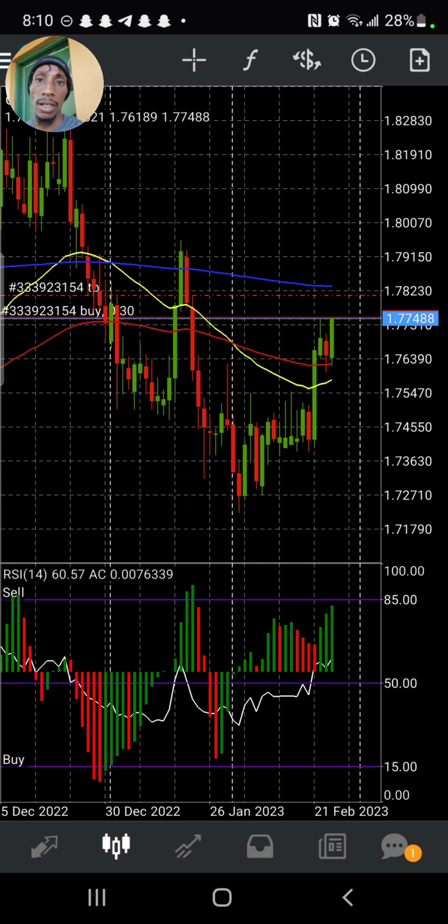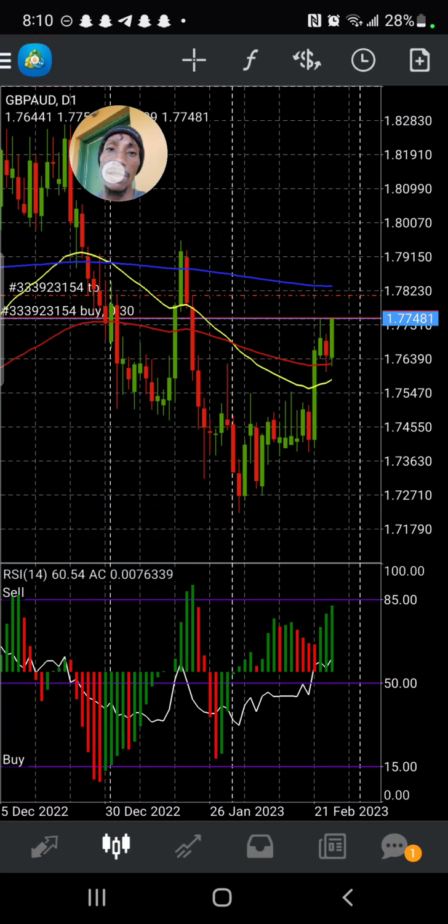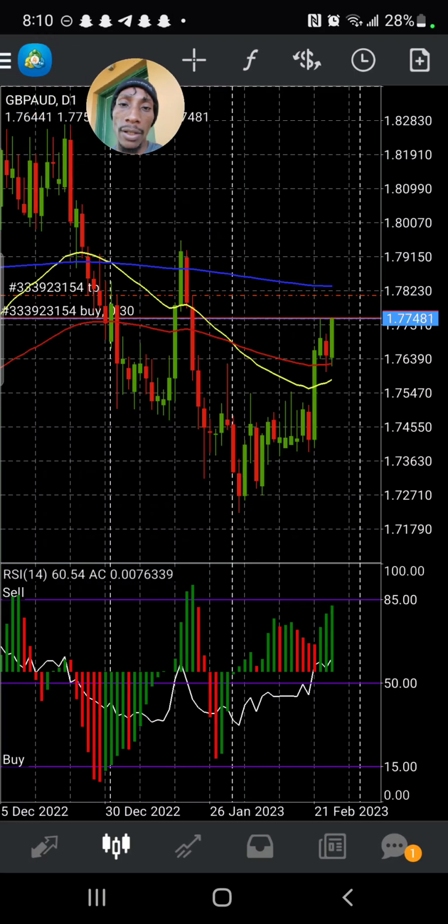So let's go to the chart right now, guys. This is what I'm looking at. As you can see, this is a really bad trade, but I'm scalping, so I'm not going to be in this trade for a long time. This trade was entered in the 30-minute time frame. What I'm looking at right now is the daily chart, so I want to see where it is going.